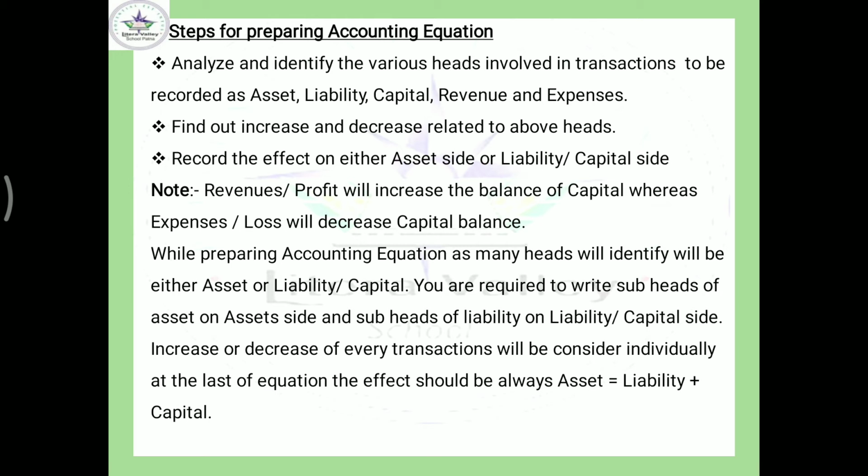One thing is very important. From the beginning I am telling you five words: asset, liabilities, capital, revenue, and expenses. But in the accounting equation, only three heads are actually shown. The reason is that revenue and profit, although not the same word, have the same treatment. Revenue and profit increase the capital balance, and expenses and losses decrease the balance of capital. It is very important for you.